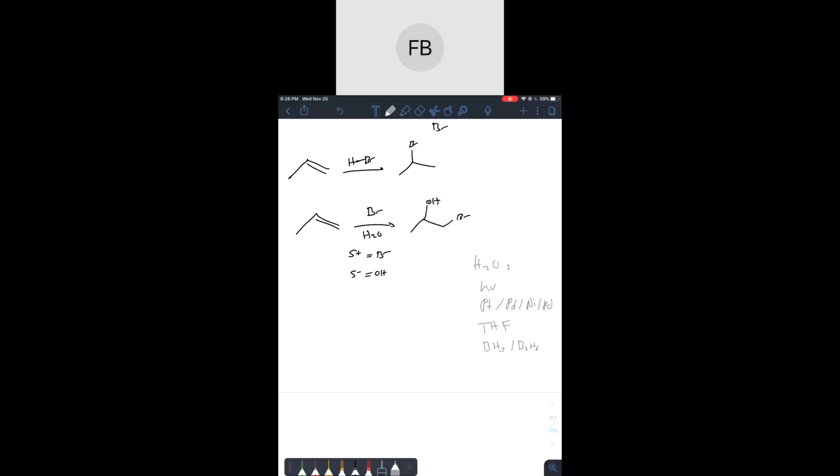All right. So those are our markers, and then also, by the way, this is basically peroxide. So sometimes you'll just write peroxide. So that's the same thing.